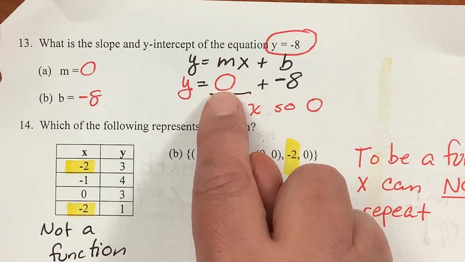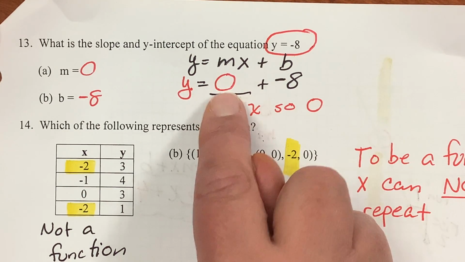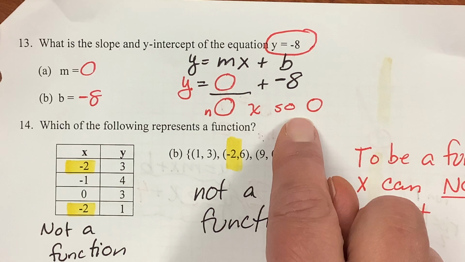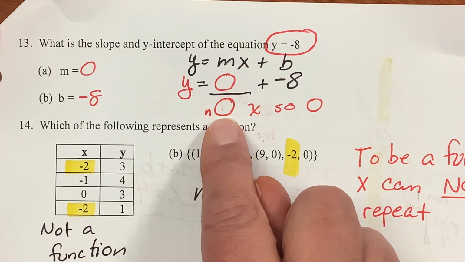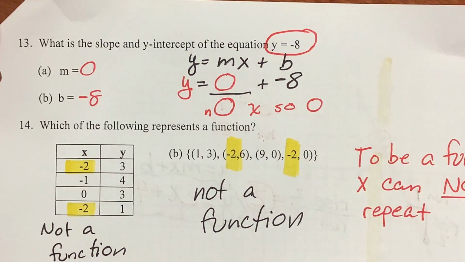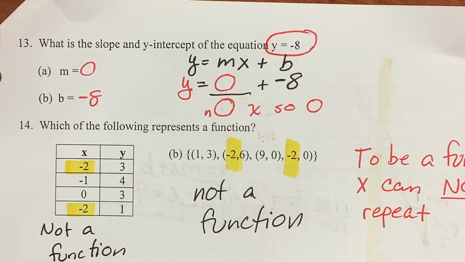There is no slope. When there's no slope, it is 0. Look, I even made it look like an 0. No slope, 0.